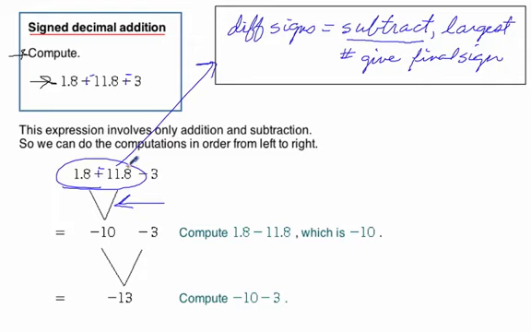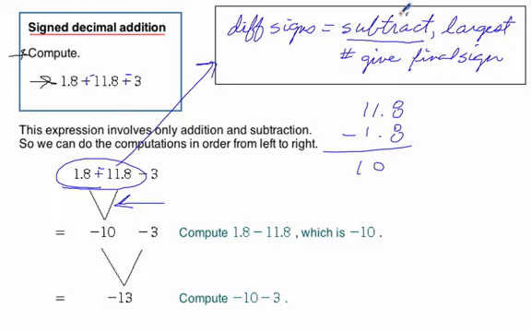So if we use that rule, we've got 1.8 plus a negative 11.8. So we just subtract 11.8 minus 1.8. That's easy. Line up our decimals. We get 10. That's our first step.